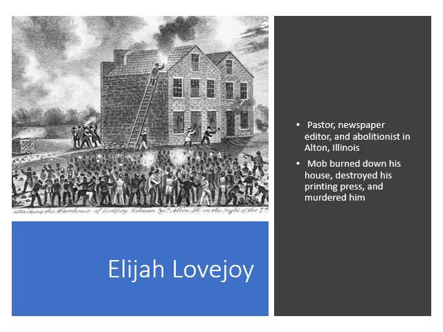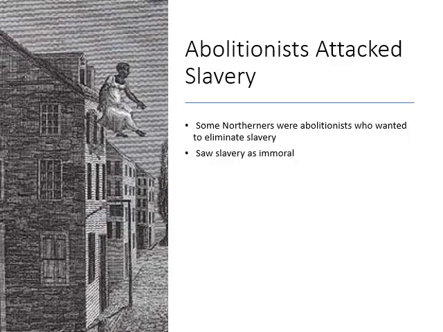There was backlash against those who did support abolitionists, who did support freedom. If you look at the story of Elijah Lovejoy, he was a pastor, newspaper editor, and abolitionist in Alton, Illinois. A mob actually burned down his house, destroyed his printing press, and murdered him simply for supporting the idea of abolition, for supporting the freedom of slaves. People did not support this. People were racist and thought it was a fair institution, so they would backlash against people who did support abolition. There were many more people like Lovejoy.